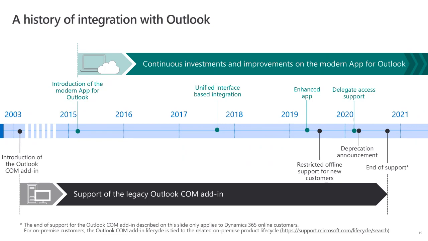Whereas the legacy COM add-in always had challenges, it was always a challenge for our customers to deploy and operate. And we restricted the offline support last year, and we will stop supporting the legacy Outlook COM add-in by the end of the year, on October 1st, 2020. As a reminder, this only applies to online customers.